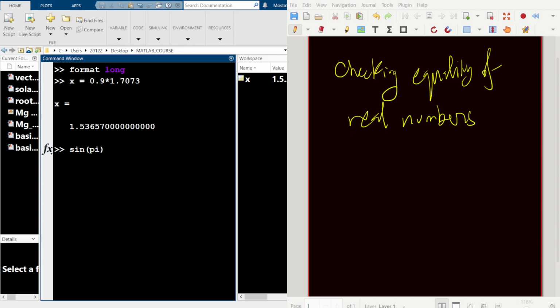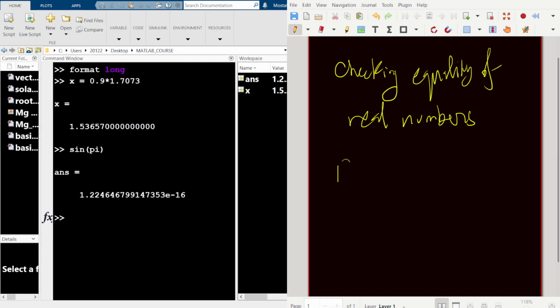If you remember, MATLAB by default uses radians. If I ask it to calculate sine pi, the answer should be 0, as we know from mathematics. But if I actually do this, to your surprise, I get a number that's not exactly 0, but very close to it. It is 1.22 times 10 to the power negative 16. This is a very, very close number to 0. This issue in numerical calculations is called round-off error.